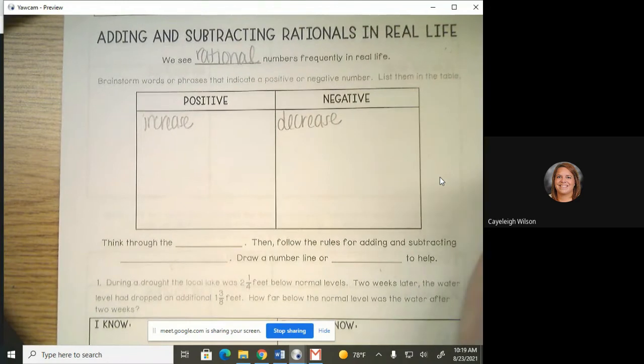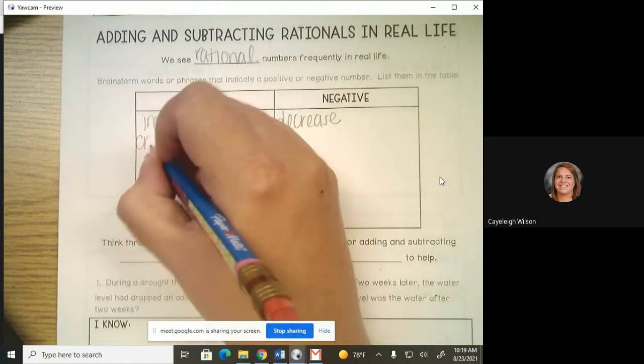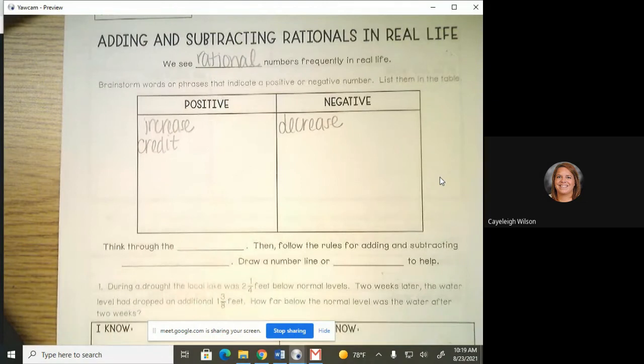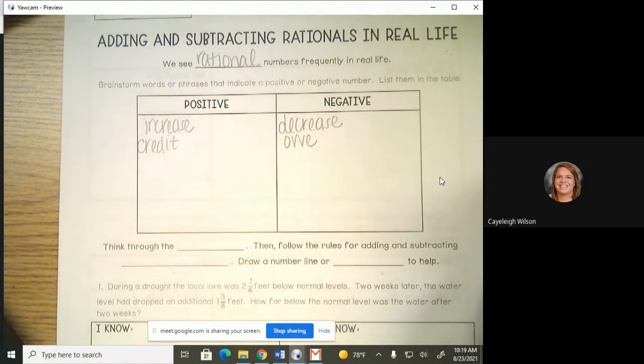Some other ones that I can think of are bank and money words. If you have a credit, that means that is towards you. Like a gift card is a credit. That means you have a positive amount of money on there. Or if you owe money, that's a negative number.